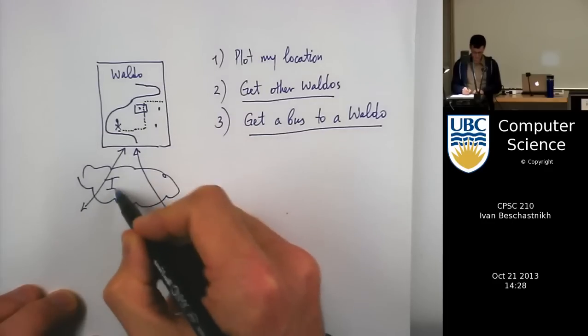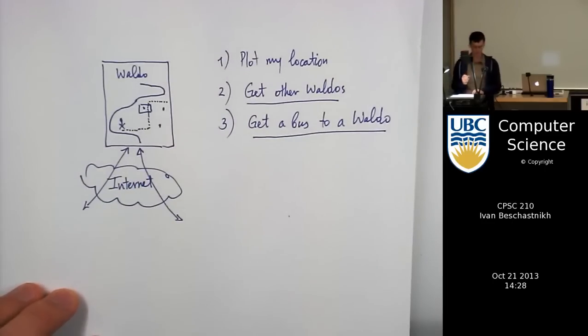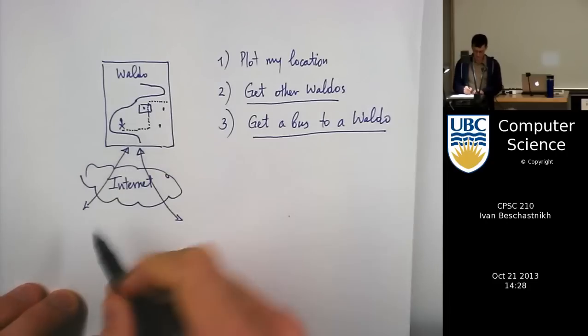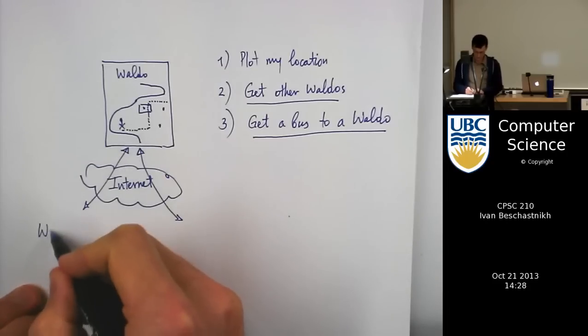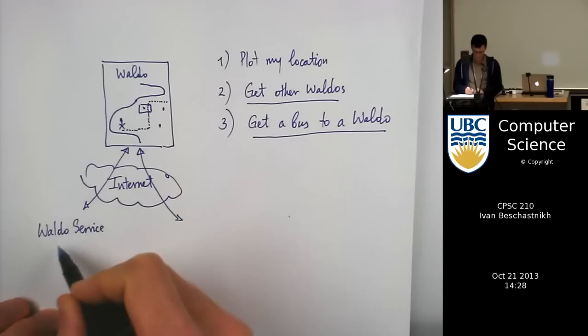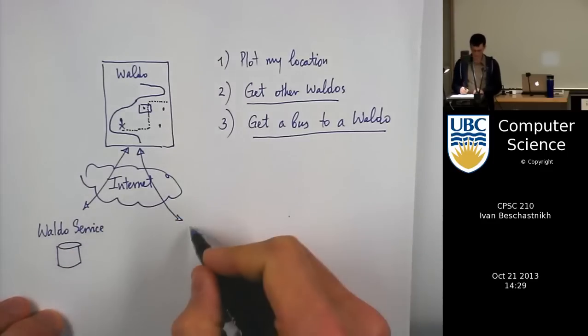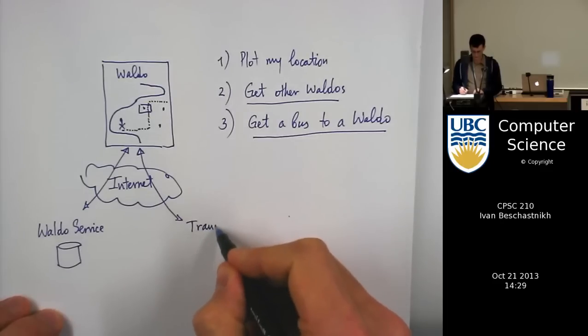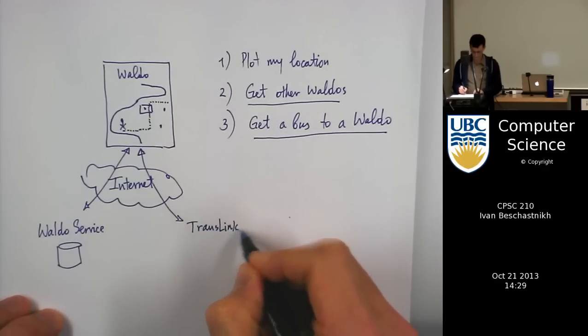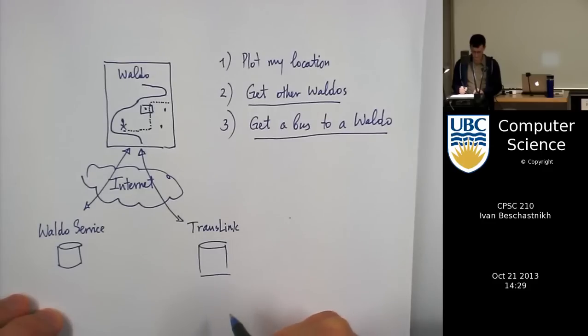So this is like the internet. Right, so your application is talking over the internet to 2 parties. The first is a Waldo service, which keeps a little database of all the Waldos. And then the second service is TransLink, which also keeps record of all these things. So these are buses.